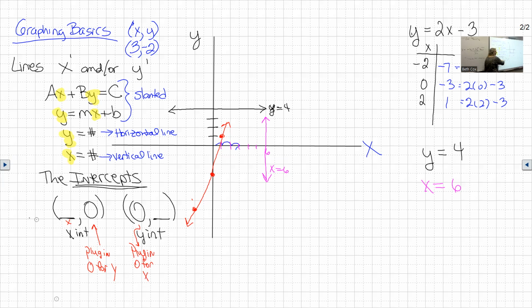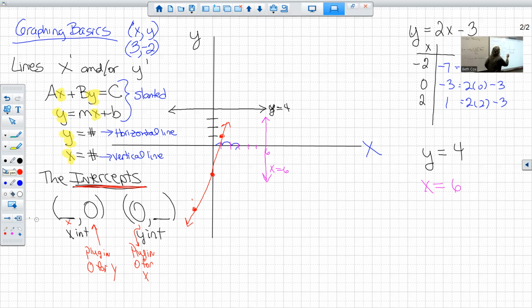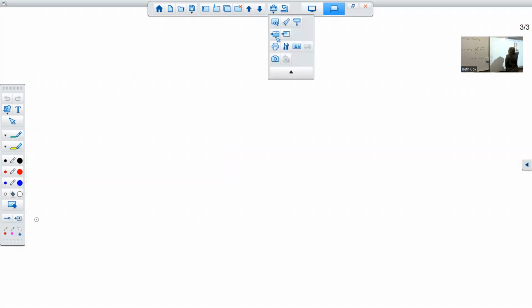It doesn't give it to you in this format. It gives it to you in a vocab. So when it says graph using the intercepts, that's what you do. All right, let's move on to another shape. Lines, you've done lines all your life. We got to move on to another shape.